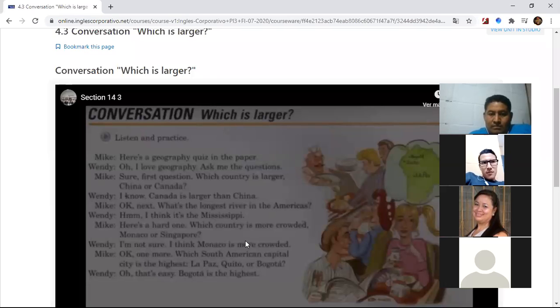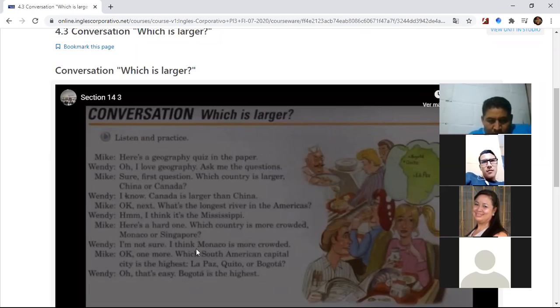Comparative, more crowded, okay? And superlative, highest, okay? I need you to pay attention to the difference between comparatives and superlatives, right? But I will finish with the last question.